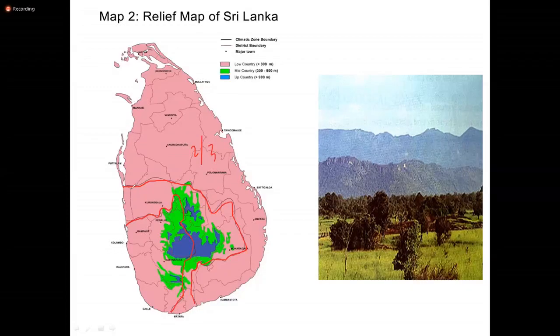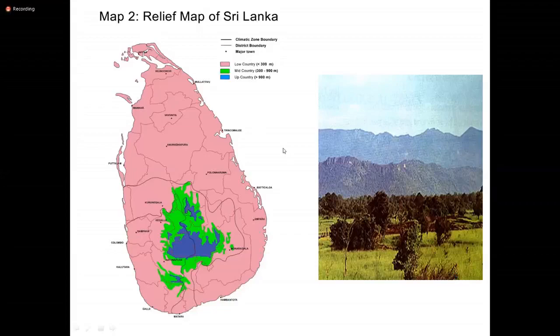Likewise, in the intermediate zone, we can see that some part of Kurunegala and Kalutara, Colombo side, come under the low country, and mid country is also there and up country is also there. Okay, that is what the intermediate zone is having: all three categories of low country, mid country, and up country. Okay. So now you understand the elevation classification and the classification based on the rainfall factor, right?